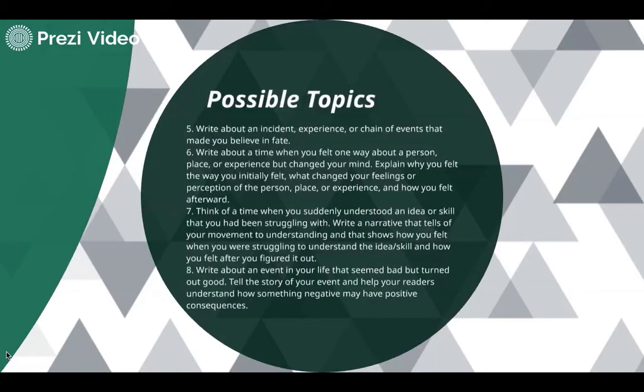You could also write about an incident, experience, or chain of events that made you believe in fate. You could write about a time when you felt one way about a person, place, or experience, but then changed your mind. Explain why you felt the way you initially felt, what changed your feelings or perceptions of the person, place, or experience, and how you felt afterward. Think about a time when you suddenly understood an idea or skill that you've been struggling with. Write a narrative that tells of your movement to understanding and that shows how you felt when you were struggling to understand the idea or skill and how you felt after you figured it out. You could write about an event in your life that seemed good or bad but turned out good. Tell the story of your event and help your reader understand how something negative may have positive consequences.